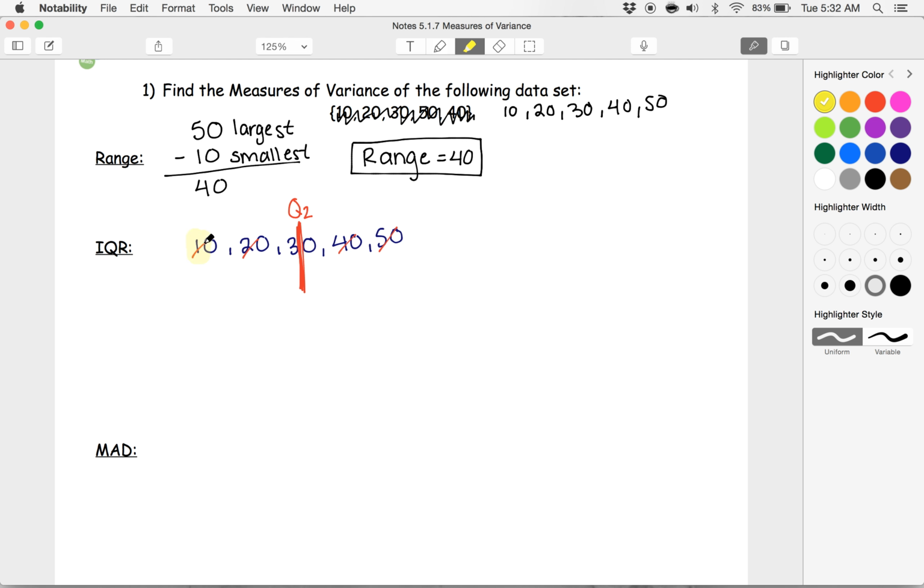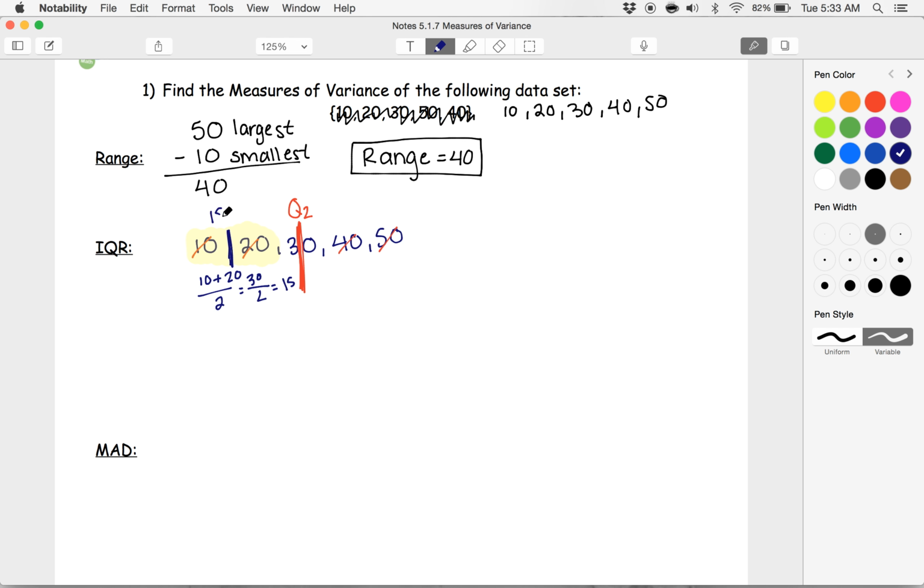So now I'm going to take a look at the first half of data, which just gives me 10 and 20. So I have to figure out what's in the middle of those. So I add them and divide by 2. 30 divided by 2 is 15. So right here, 15 is equal to quartile 1.